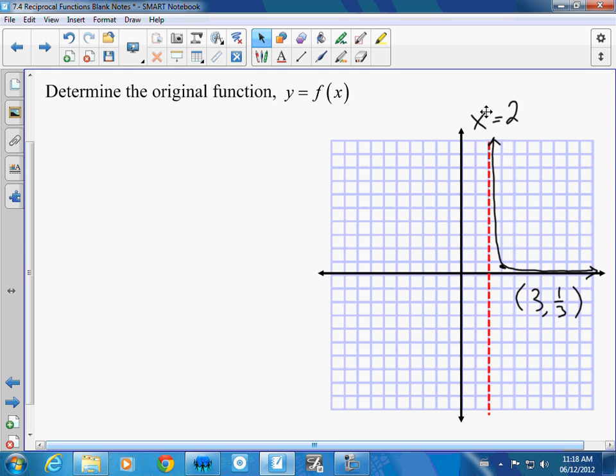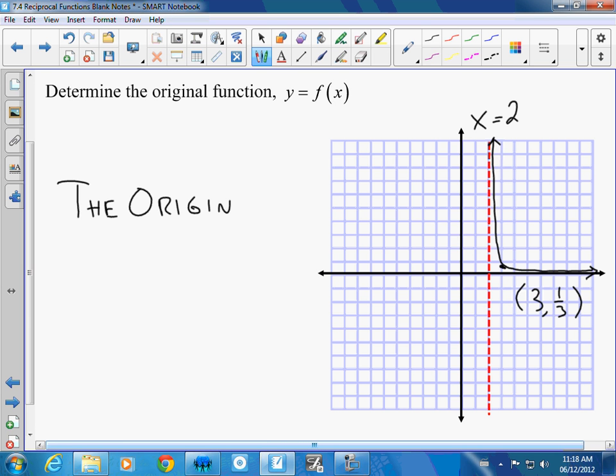So if we're going backwards, if we know the asymptote, then guess what we know? We know the x-intercept. So on the original, the x-intercept is, what is it? 2, 0. Is that correct? Or is that a point?